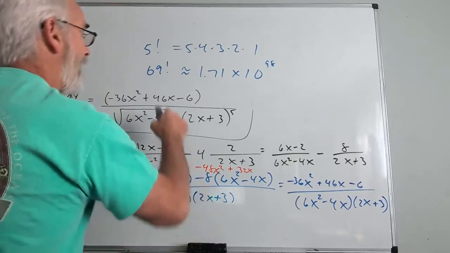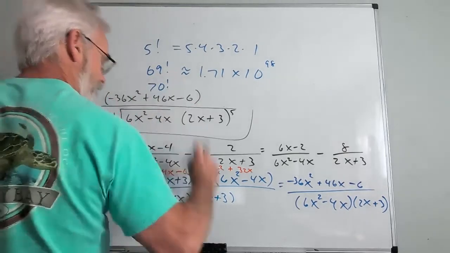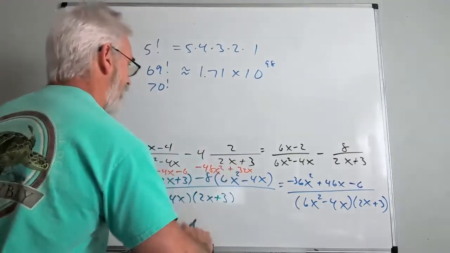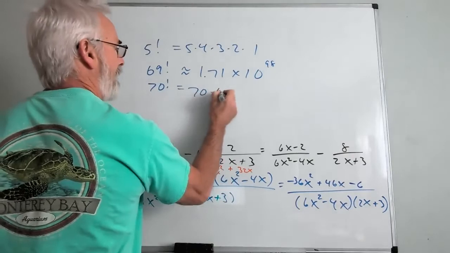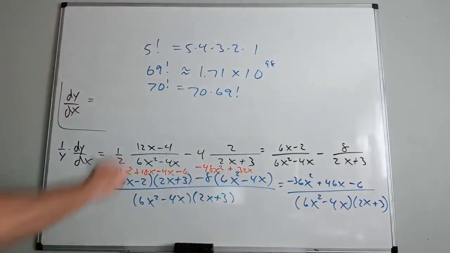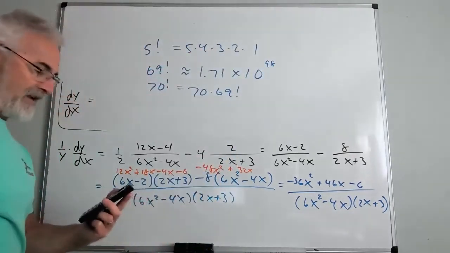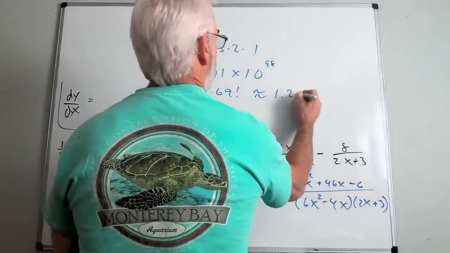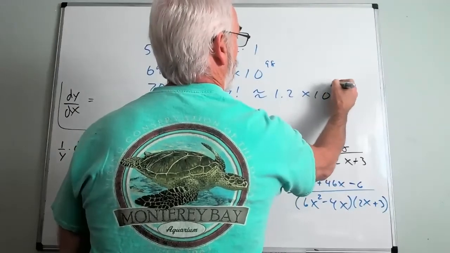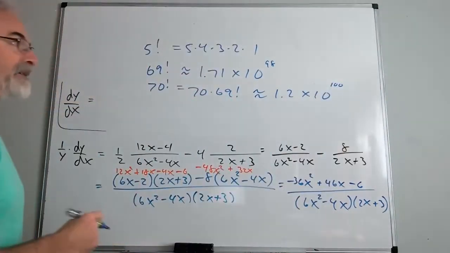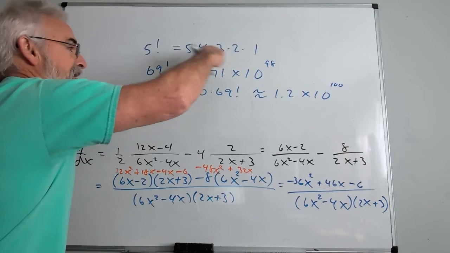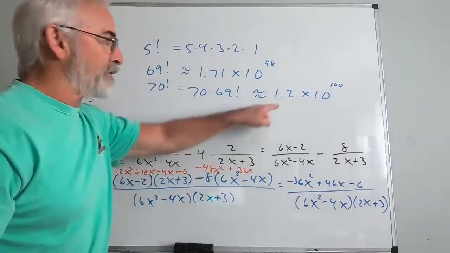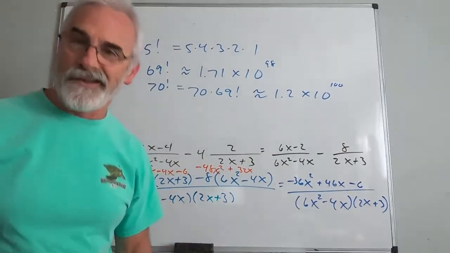Now, if I said 70 factorial, well, 70 factorial is exactly 70 times 69 factorial. So it would be 70 times that number, which is approximately 1.2 times 10 to the 100th, if I actually multiplied it out. The problem is, none of your calculators will show this. Your calculators will all say error.